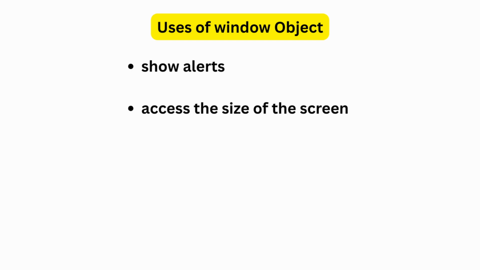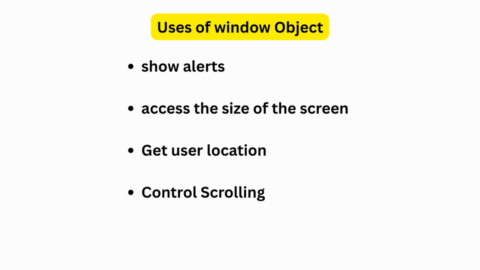The window object represents the browser tab or window. It is a global object of the browser. You can use it to show alerts, access the size of the screen, get user location, control scrolling, and set timeouts and intervals. These are only some of the common things that you can do.